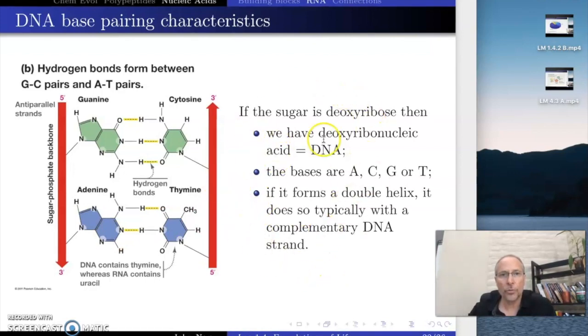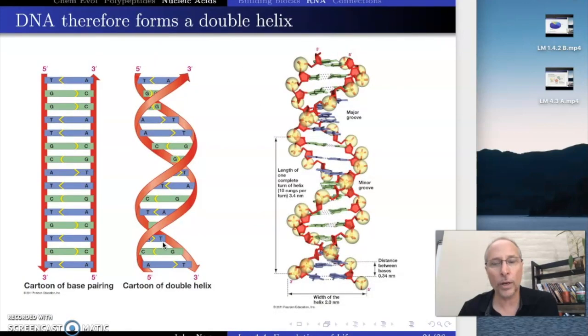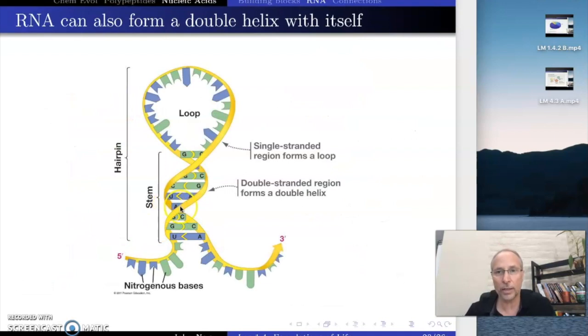Okay, so this is then the key difference between DNA and RNA. DNA has deoxyribose instead of ribose. It forms bases with A, C, G and T, not A, C, G and U. And when it does form, it tends to form a double helix. Now, it isn't true that RNA will not form a double helix. It will, but it's not as stable. And when it does form a double helix, it tends to form a double helix with itself. So it looks like this. This is what RNA tends to do.